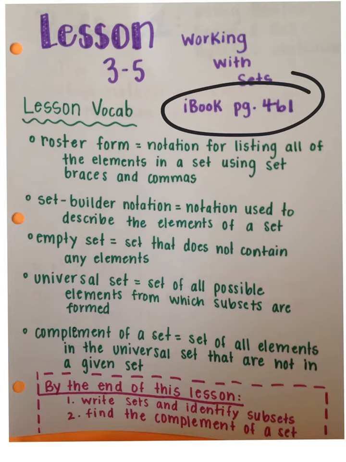So the first one is roster form, which is a notation or a way to write all of the elements in a set using set braces and commas. And we'll see an example of that on the next slide. The next vocab word is set builder notation, which again is another notation, another way to write a description of the elements in a set.